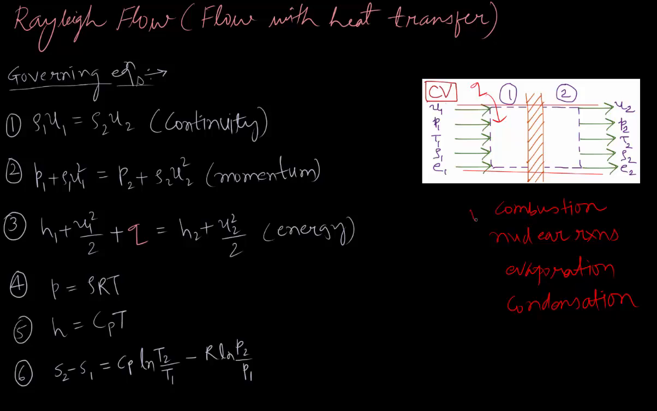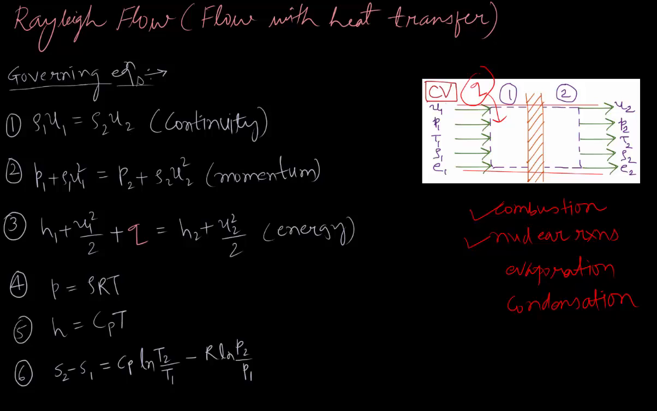In combustion, fuel and air mixture burns and generates energy. Similarly, in nuclear reaction also, the nuclear fuel burns and generates heat energy. So in Rayleigh flow, we model the generation or absorption of thermal energy as heat transfer through the duct wall at the same rate, disregarding any changes in the chemical composition. We neglect changes in chemical composition. We only consider heat transfer.